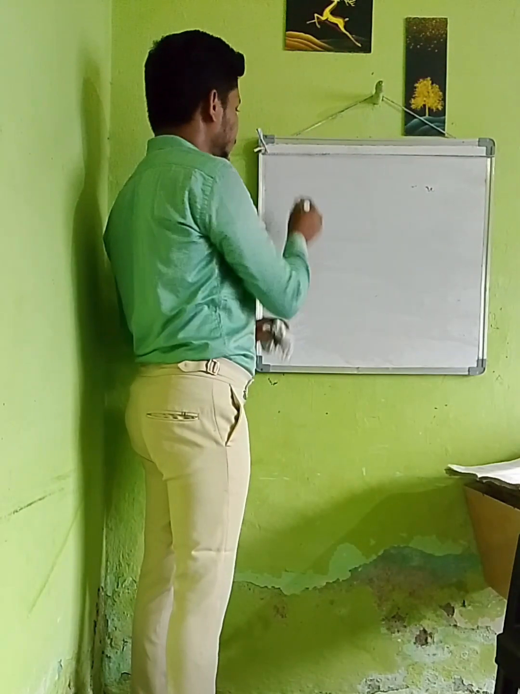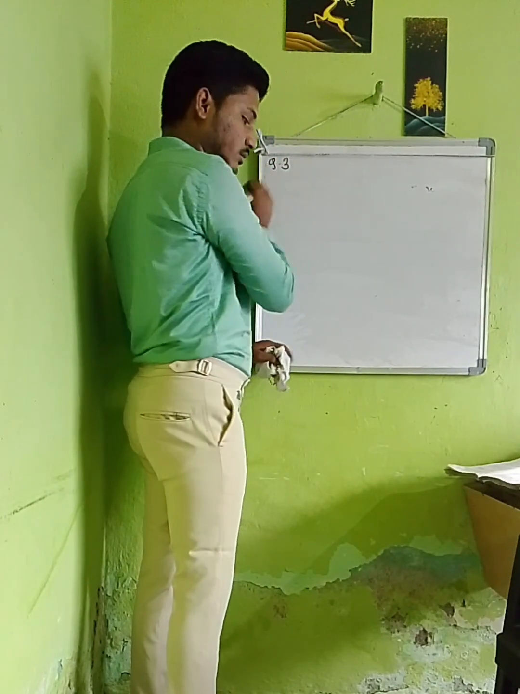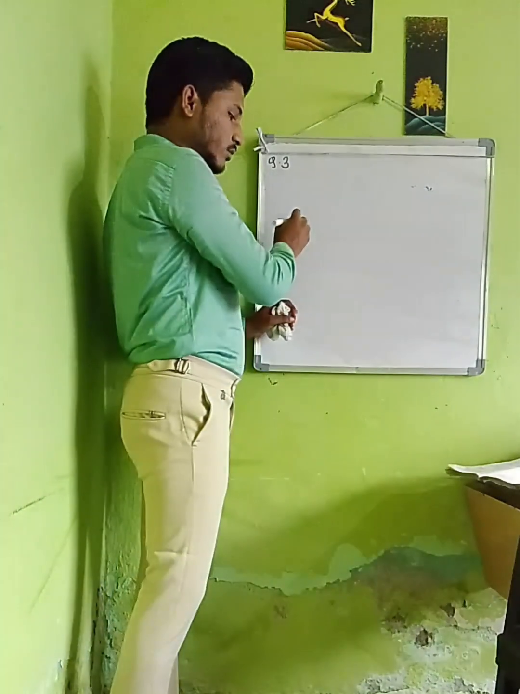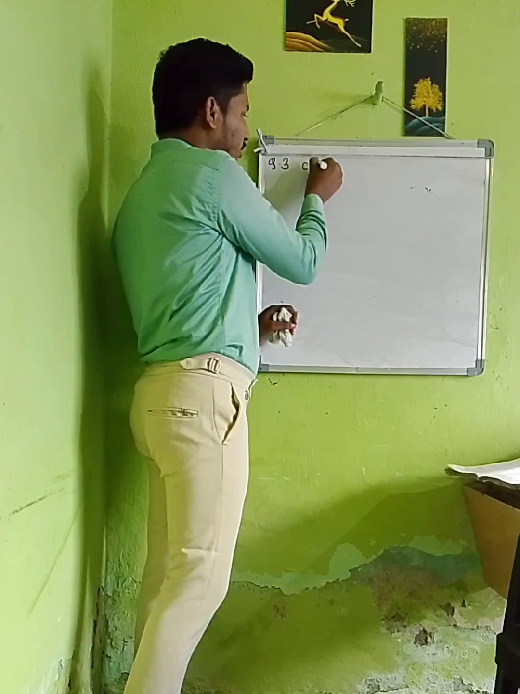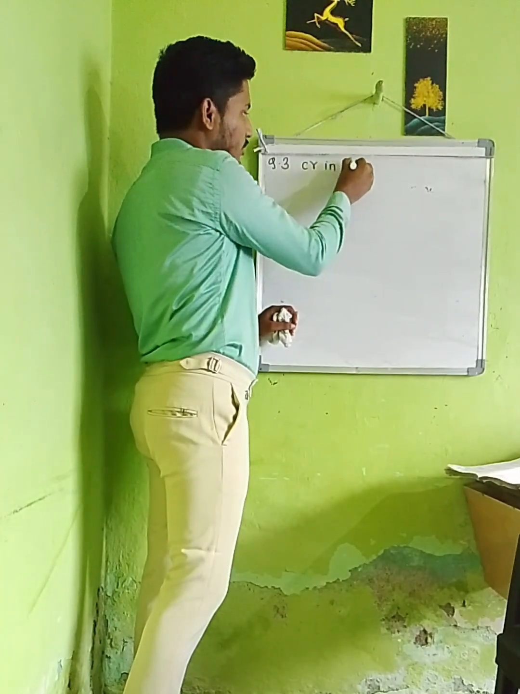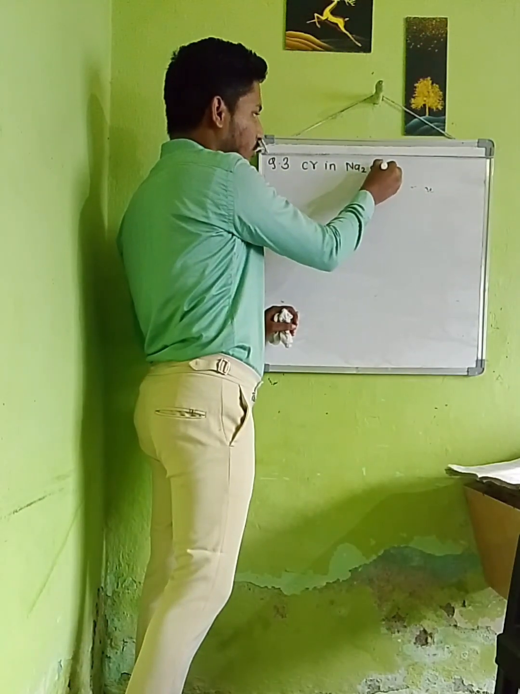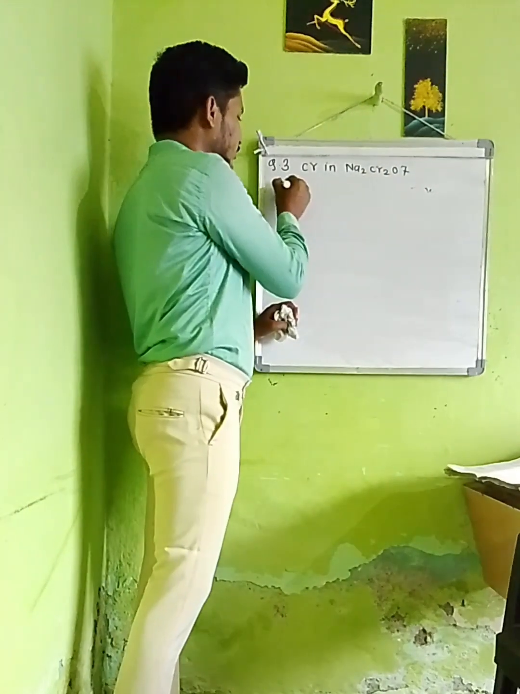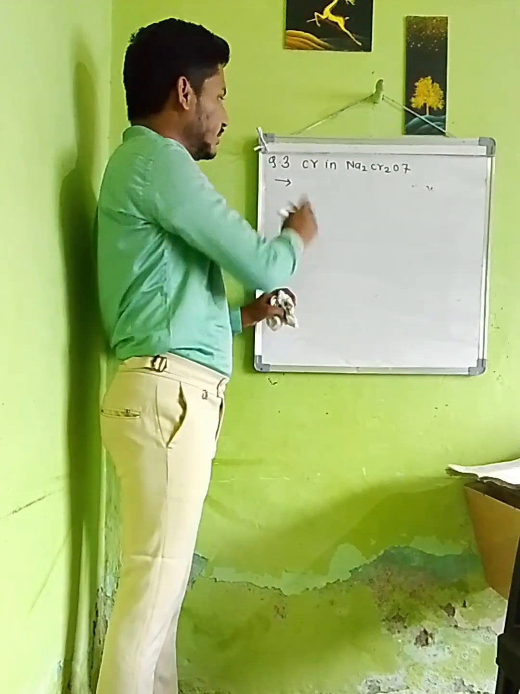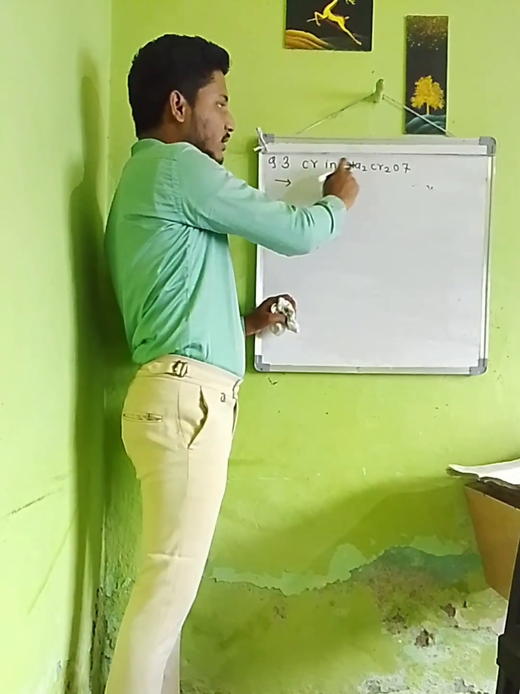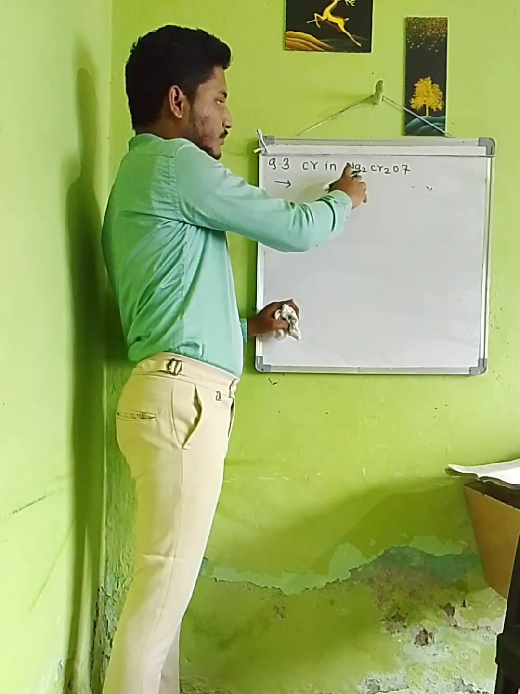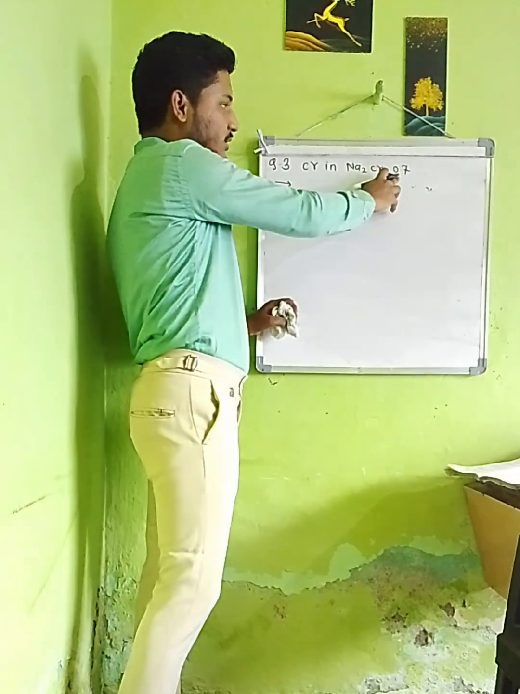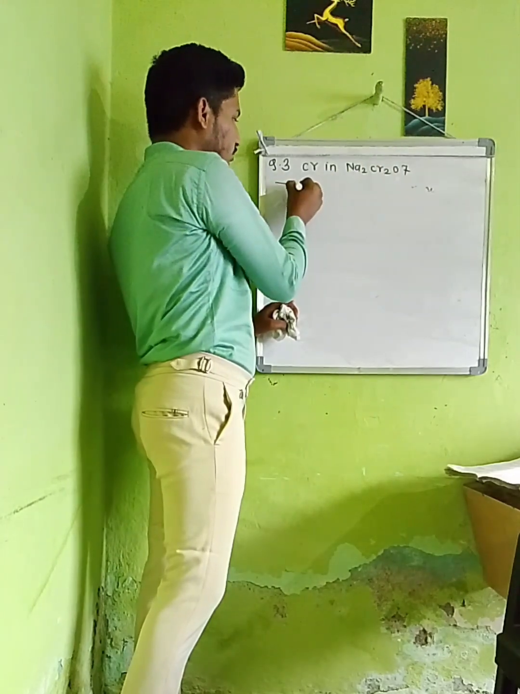Next question. Question number three. Find the oxidation number of chromium in sodium dichromate, Na2Cr2O7. Consider the oxidation number of chromium is X and the oxidation number of sodium is +1 and oxidation number of oxygen is -2.